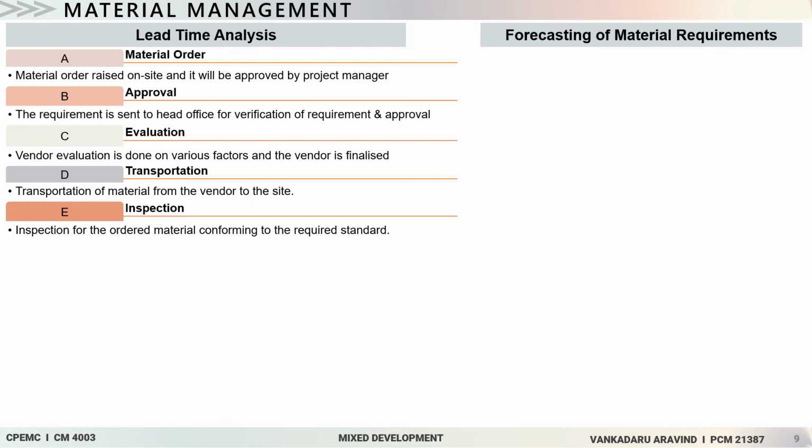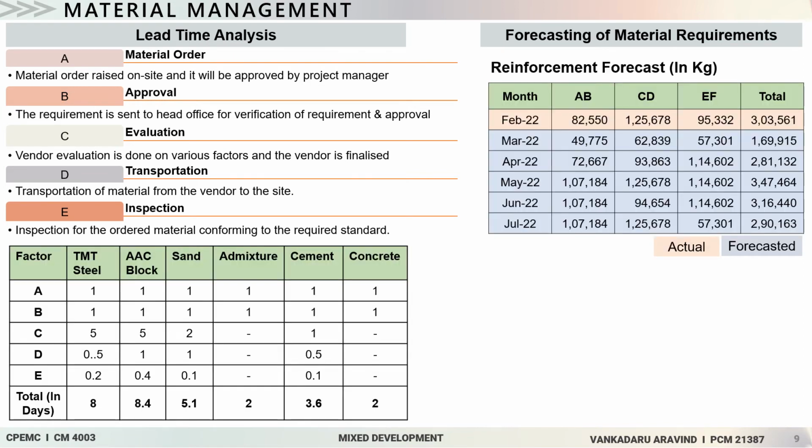Now we will be discussing material management. In material management, lead time is one of the important concepts which has to be studied. The lead time consists of 5 different steps, from material ordering to the inspection onto the site when the unloading of materials is happening. For materials such as steel, AAC block, sand, admixture, cement, and concrete, we have done the lead time analysis, and out of these materials we have seen that AAC block has the maximum days of lead time.